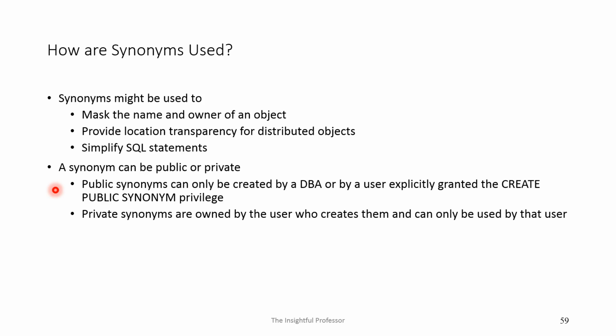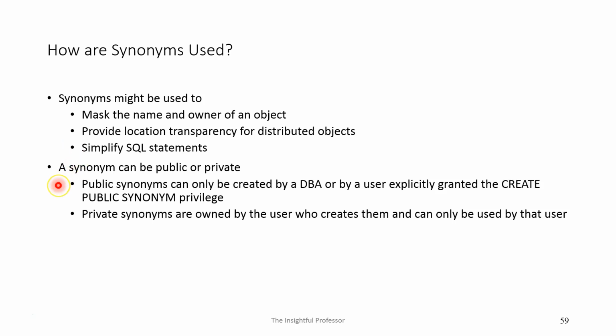So what's the purpose of synonyms? Well, they could be used to mask the name and owner of an object. They could provide what's called location transparency if we have a distributed database. They could simplify SQL statements because it allows us to come up with aliases that might be a little bit shorter than table names, and we don't have to qualify the table name with the schema name, for example.